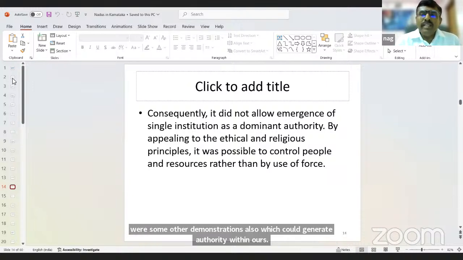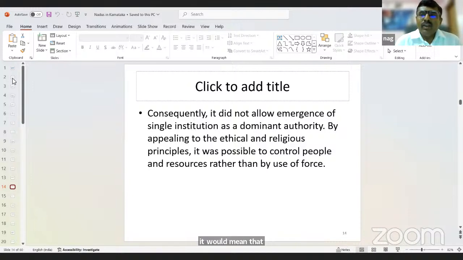It would mean that there was no single institution as dominant authority. So we cannot say Nadus were dominant, when Stein says that Nadus held the real sovereignty. But we also find the Brahmanas are there, Brahmanical temples are there, and also Brahmana settlements you can find, and even these Nagarams are also important. So we find urban centers also become important.